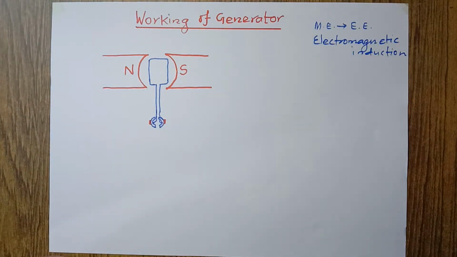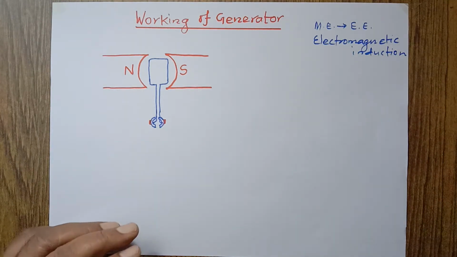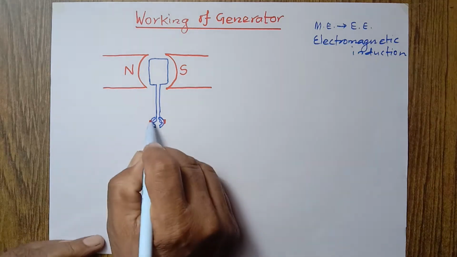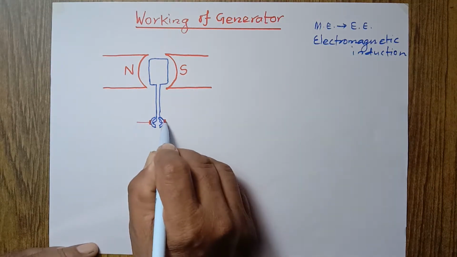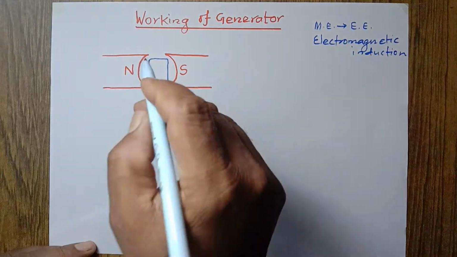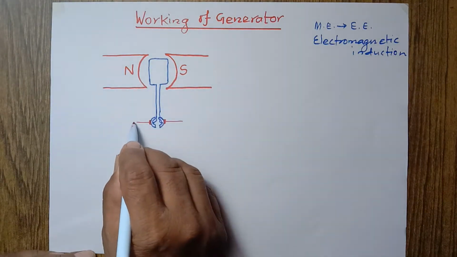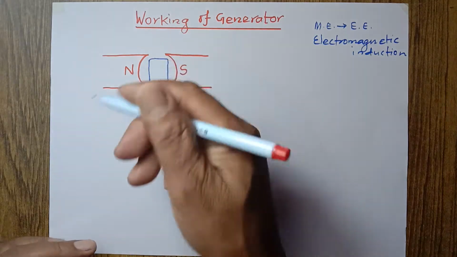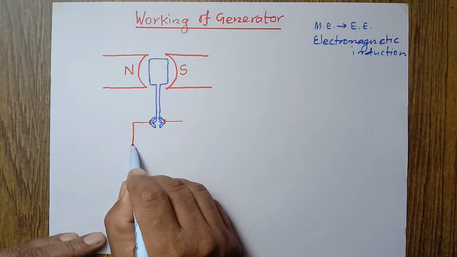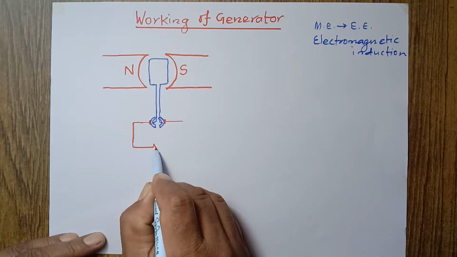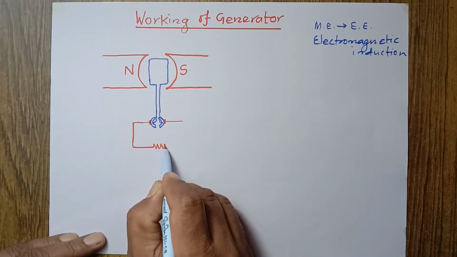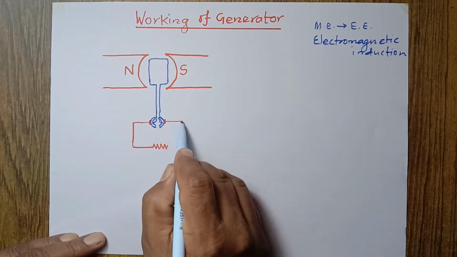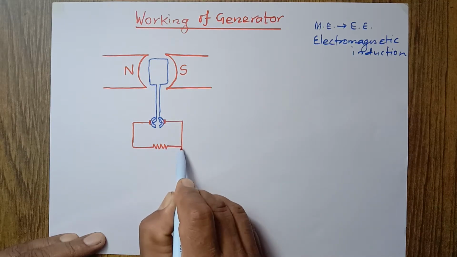Okay, and the brushes take output current to the load. Look at these brushes. Whenever current is produced in this generator, it comes to the brushes, and the brushes collect it and take this current to the load. This is the load. This way it is designed.